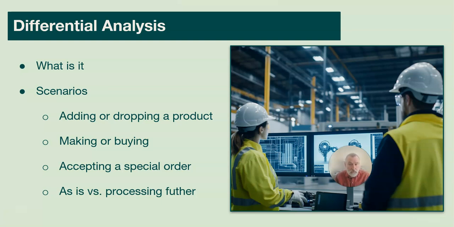With the use of this analysis, we'll explore some common business scenarios, such as adding or dropping a product line or business segment. Do we make or buy a component for our processes? Do we accept a special order? Using a constrained resource like limited machine time or materials to make business decisions. Selling as is, or do we process any further? In each case, the key is to compare the differences in costs and revenues between the alternatives, while ignoring sunk costs and other irrelevant data.